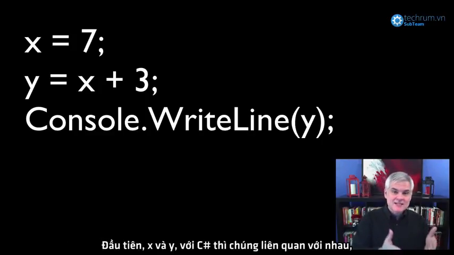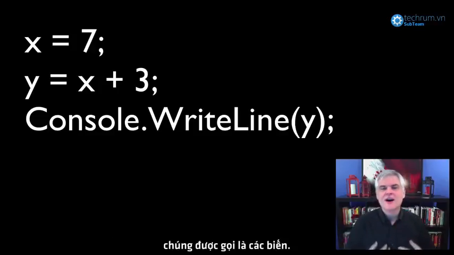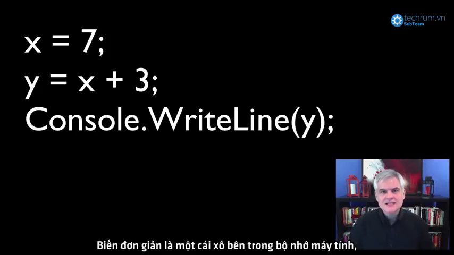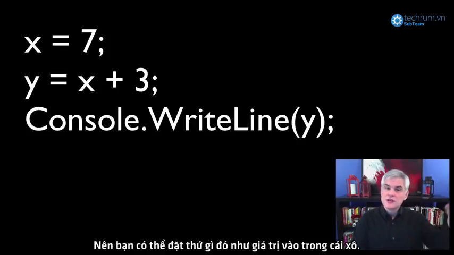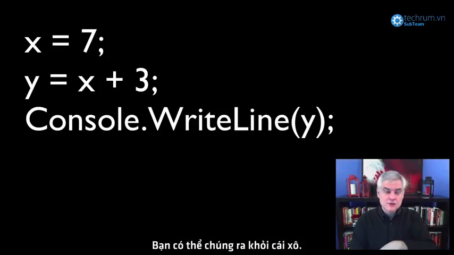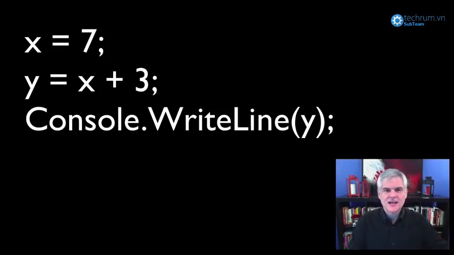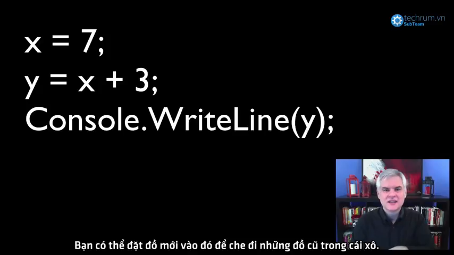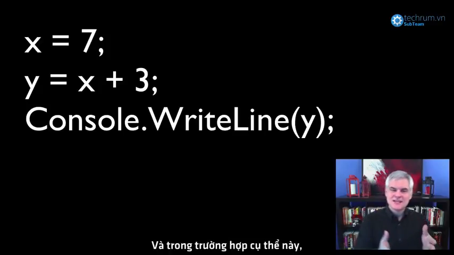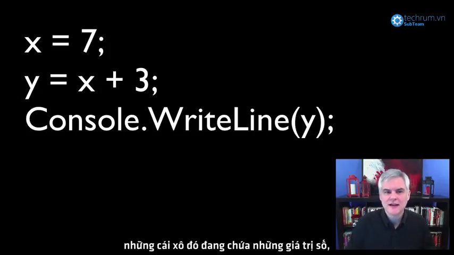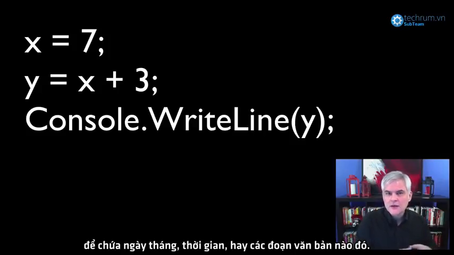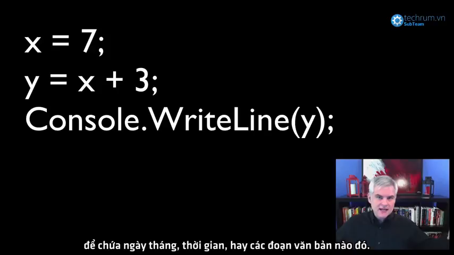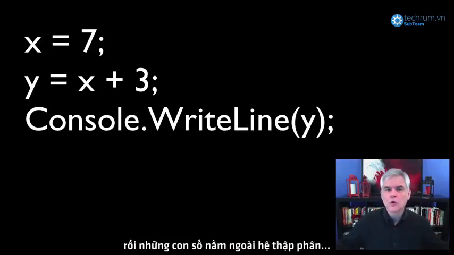First, the x and the y, as far as C# is concerned, are called variables. And a variable is simply a bucket in your computer's memory that's capable of storing a value. So you can put stuff, values, into the bucket. You can retrieve stuff, values, out of the bucket. You can put new stuff to cover up the old stuff in the bucket. And in this particular case, these buckets are just holding numeric values, but we could create buckets that are just the right size for dates and times, for strings or passages of text, for really, really big numbers, or numbers that have values after the decimal places, and a lot more.